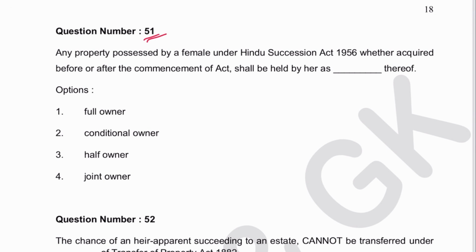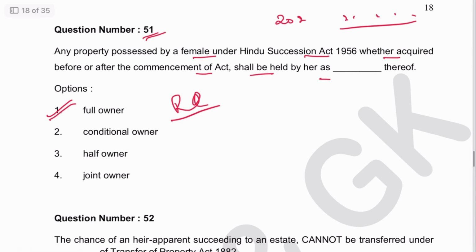Next 51. Any property possessed by a female under the Hindu Succession Act, whether acquired before or after the commencement of the Act, shall be held by her as a full owner. 1 is the answer. Very common question. And this is mentioned in Section 14 of the Hindu Succession Act.